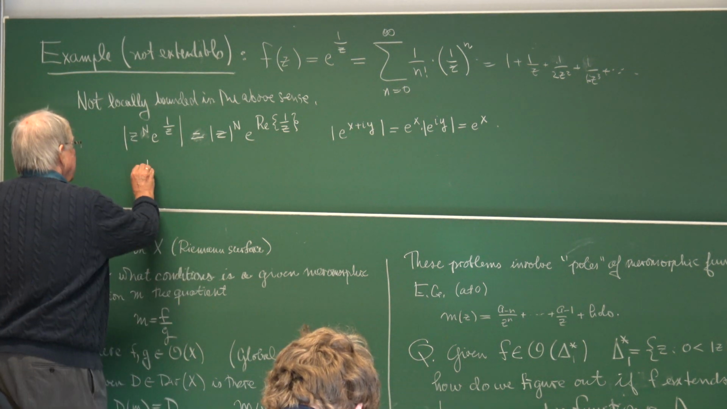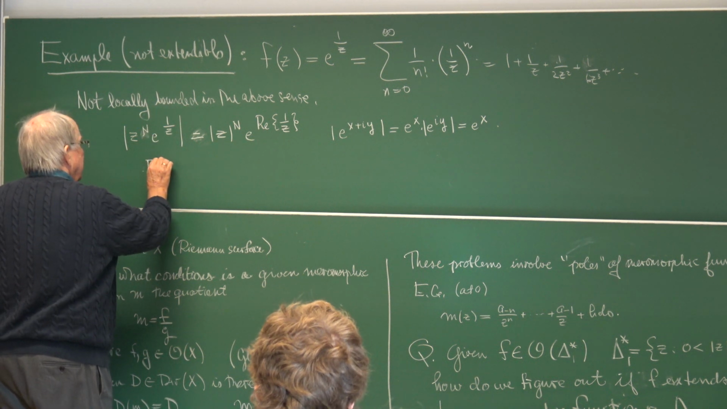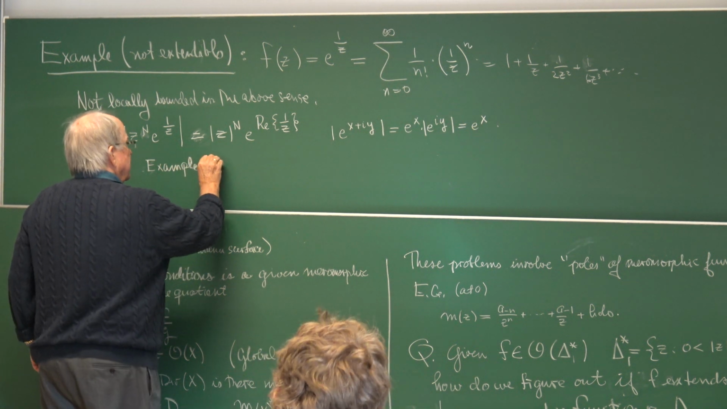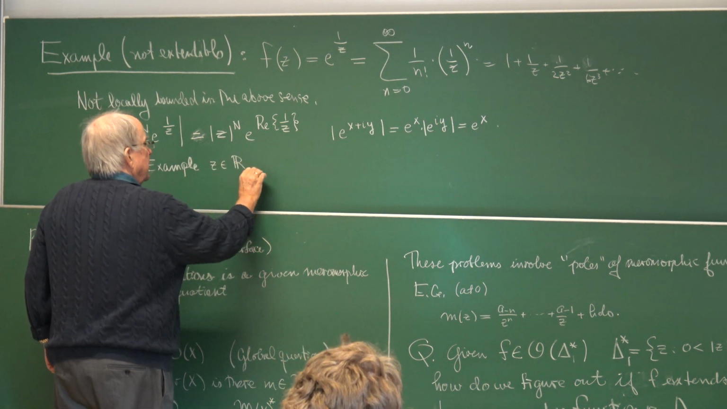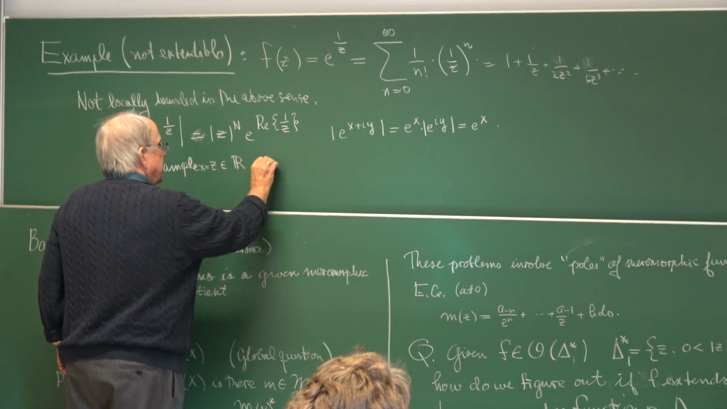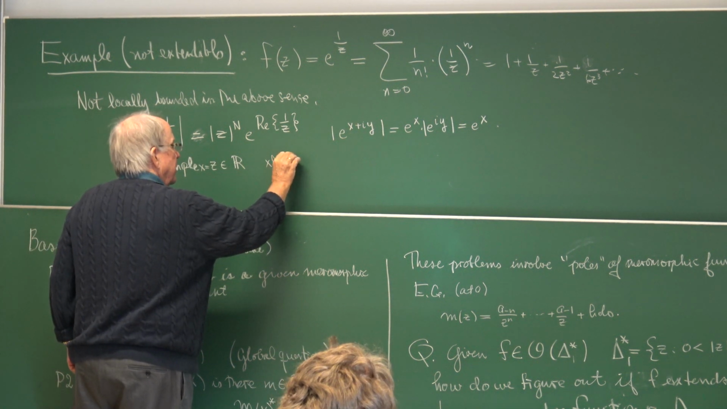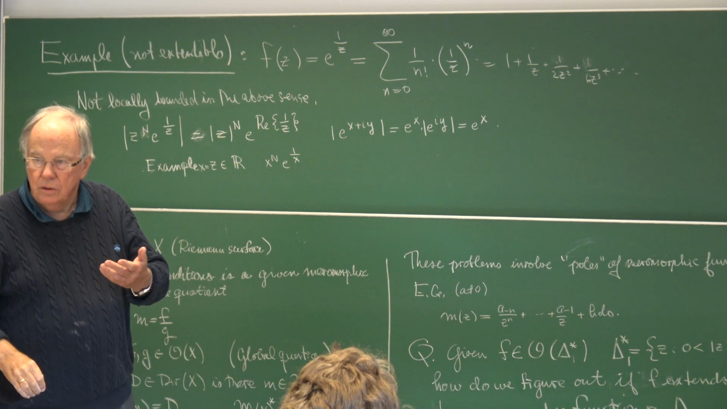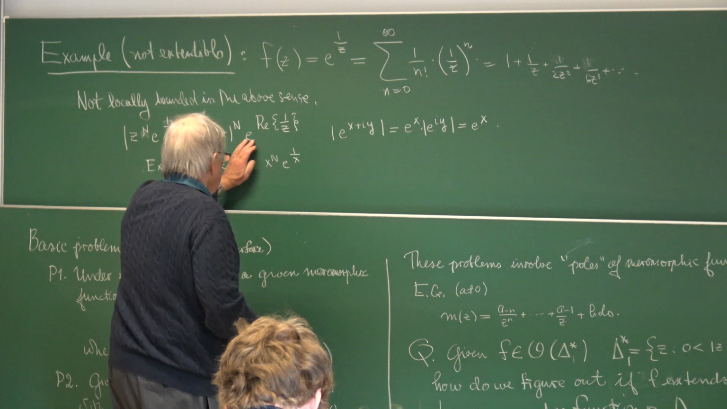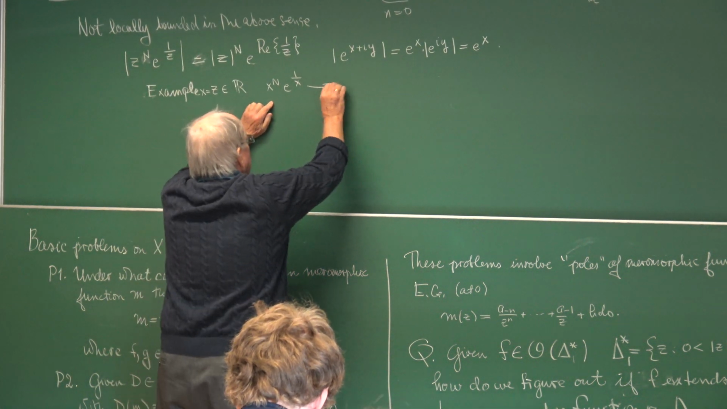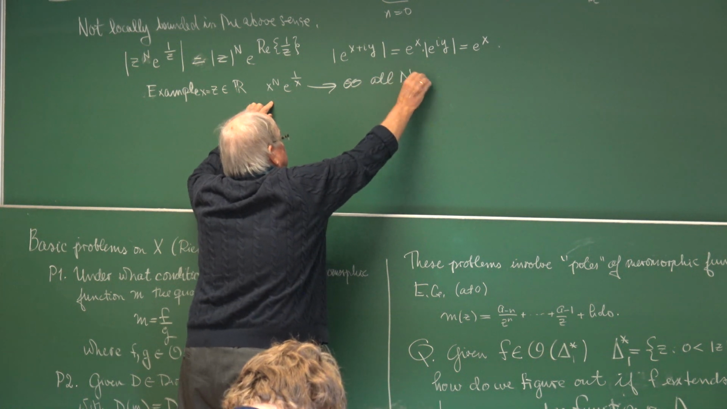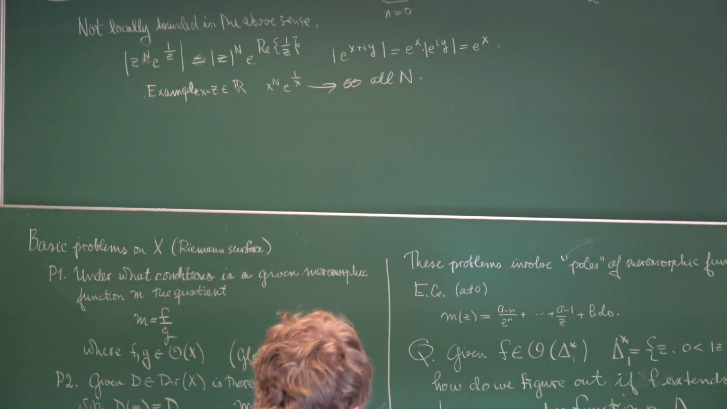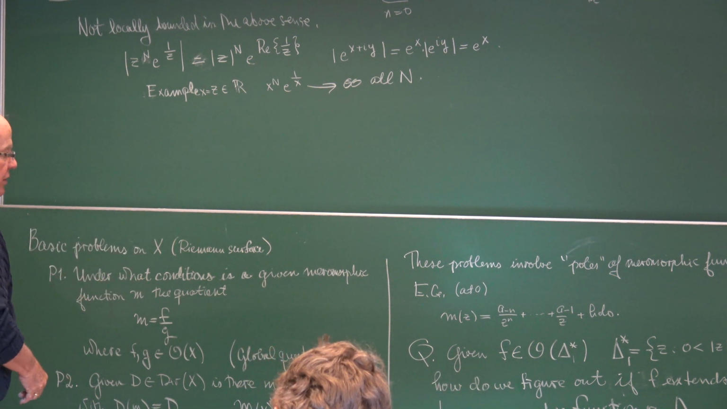And so, for example, with z real, say z equals x, so we have x to the N, e to the 1 over x. And that goes to infinity for all N. Okay, so that's not locally bounded, so we know by Riemann's theorem that thing cannot be extended holomorphically.